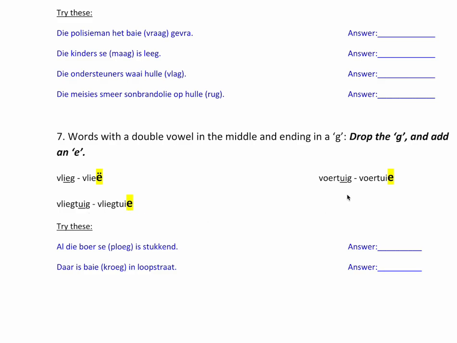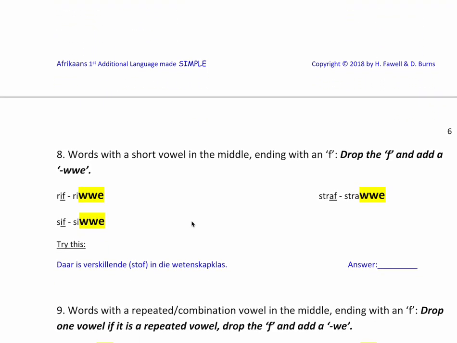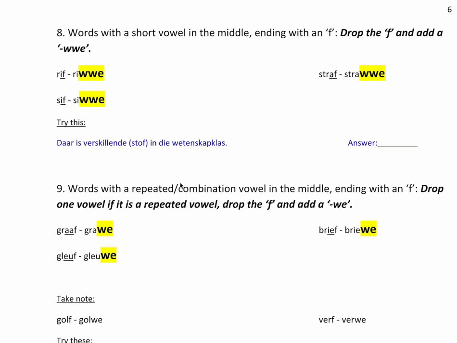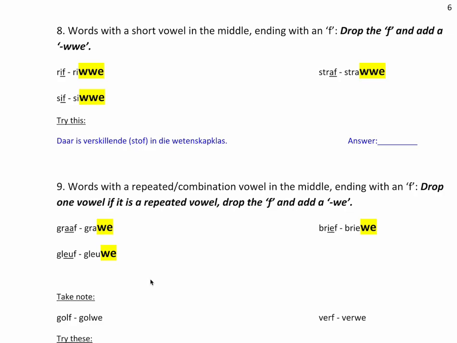Vliegtuie. Voertuig. Voertuie. So it only becomes difficult normally when you have an E there. All right. Let's go to number 8. What if you have a short vowel, like a for rif, and an F? You are going to drop the F and you're going to add a WE. Rif becomes riwwe. Sif becomes siwwe. Straf becomes strawwe. Good. Now, let's move on.